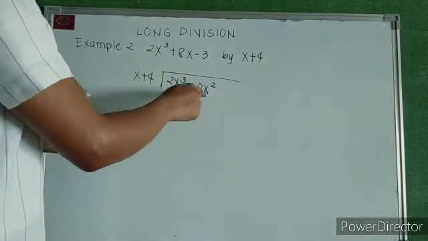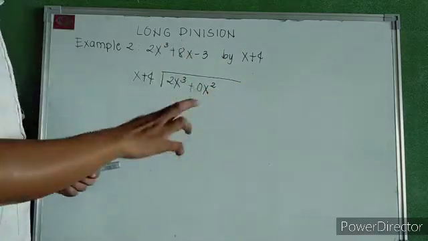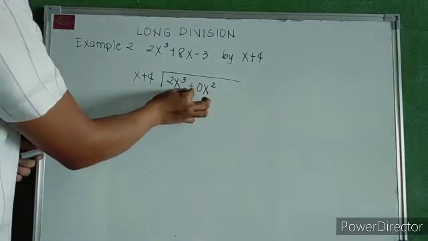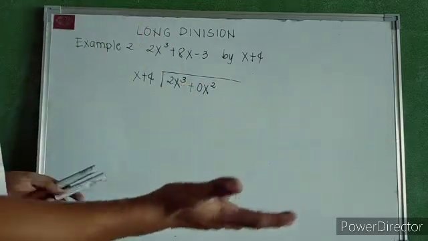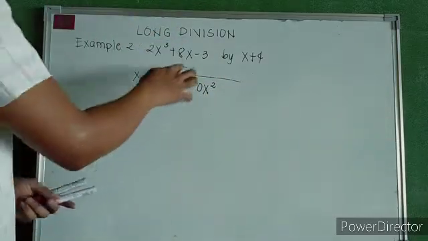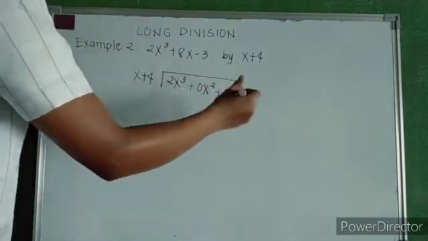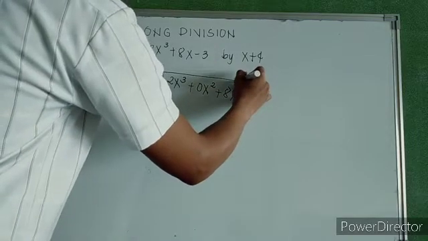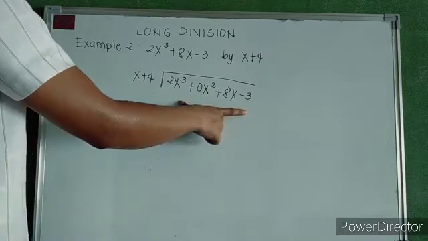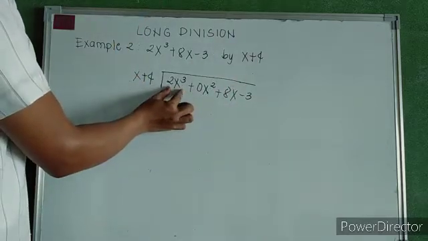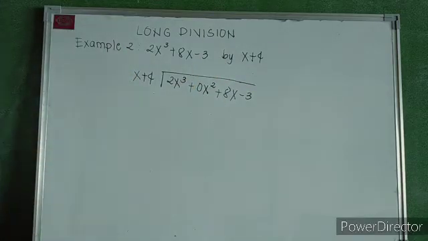Sir, do we always use a plus sign when that happens? So, plus 0x squared. Yes, we always need addition as the sign or operation. So, plus 0x squared. We still need to complete our given expression. So, again, followed by positive 8x and then our constant term, negative 3. Okay? So, since we completed our dividend, the terms are complete: cubic term, quadratic term, linear term, and constant term.